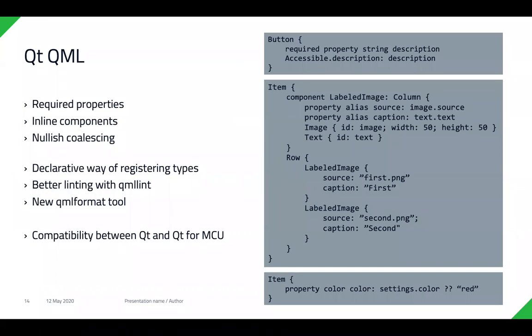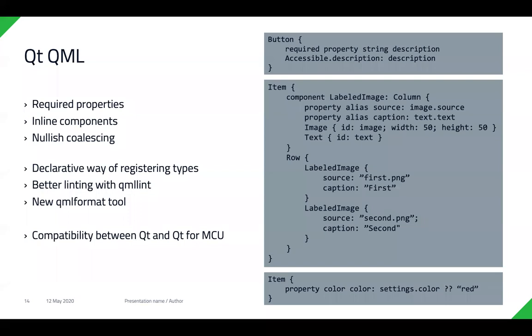We've added support for required properties. The uppermost example on the right-hand side shows you that as an example where you have a button and you require a property, a description property. This means that whenever you instantiate a button somewhere else, the description has to be provided or you will get an error. This is really helpful. For example, if you need to give accessibility support, you can require those things to be set by your developers.